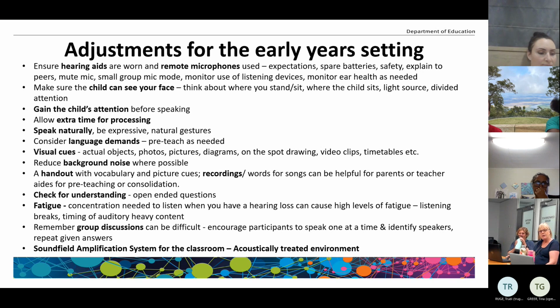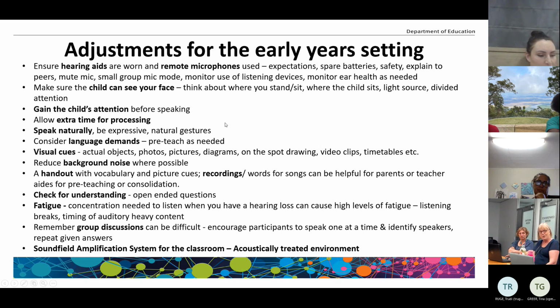Again, fatigue. To try and avoid that high level fatigue, having some listening breaks or timing of auditory heavy content, so that you've got a little bit of break, or if the beginning of the day is better for them, that's when you do that heavy listening.